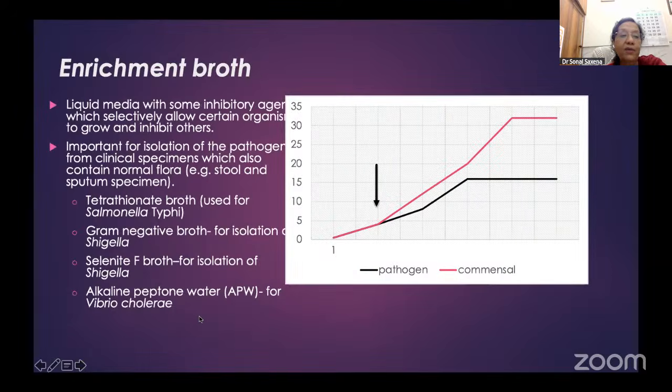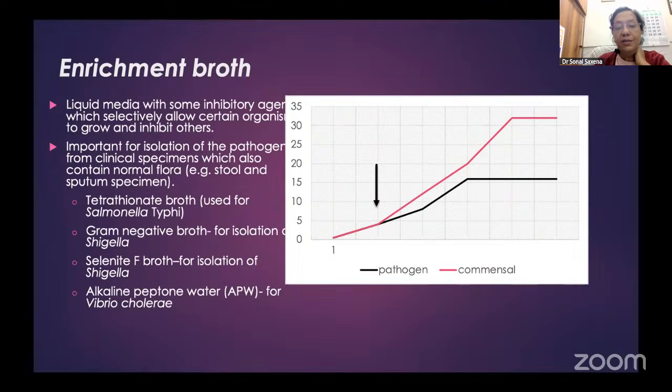All right, now coming to an enrichment broth and a very interesting graph that you see here. This is a liquid media which may have certain inhibitory agents, not inhibitory to the growth but inhibitory in terms of condition. For example, alkaline peptone water has an alkaline pH. Let's take the example of alkaline peptone water and move ahead for Vibrio cholerae.